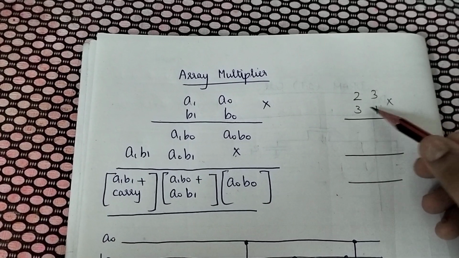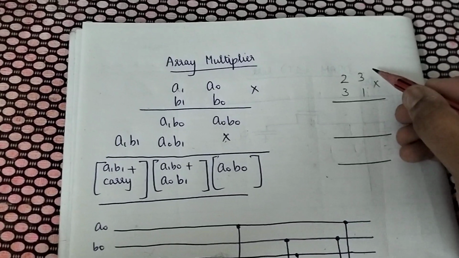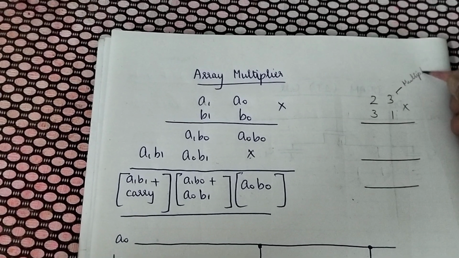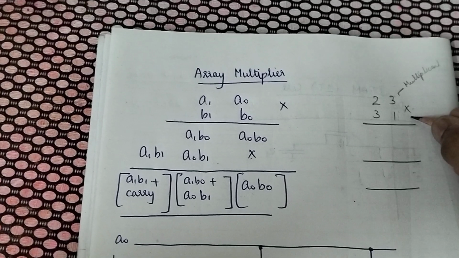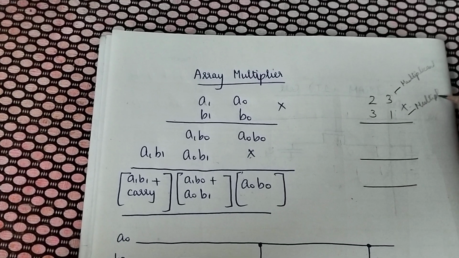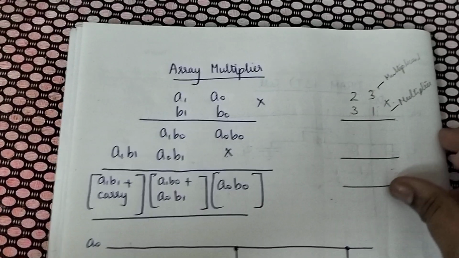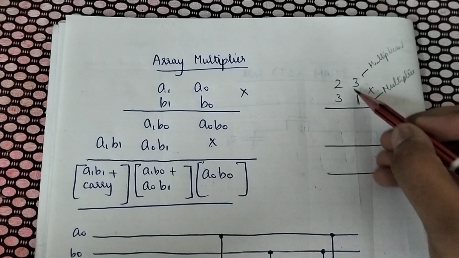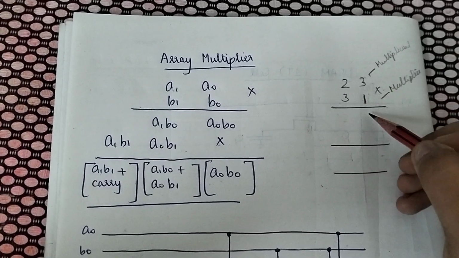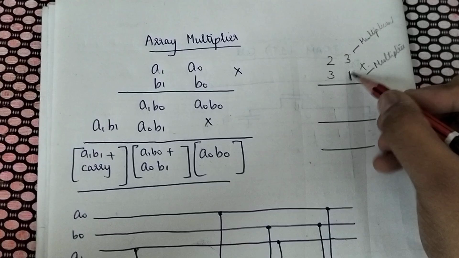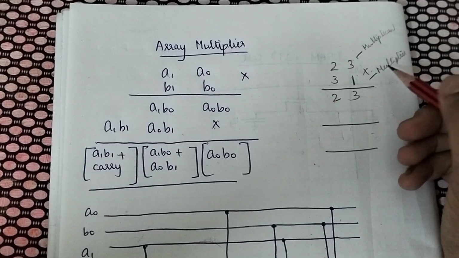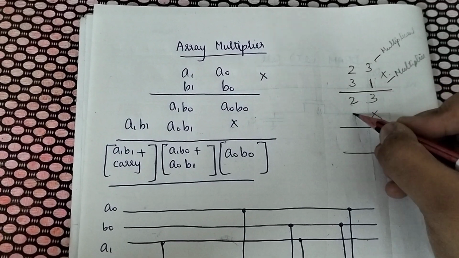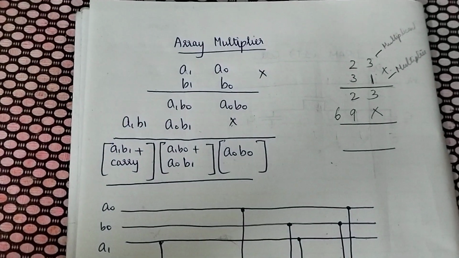When we have a 2-digit into 2-digit multiplication, the first number is called the multiplicand, and generally the second number is called the multiplier. We take the last digit of the multiplier, multiply it with each digit of the multiplicand and write down the corresponding partial product. So 1 times 3 is 3, 1 times 2 is 2. Then we move on to the next digit, we shift 1 bit left over here, 3 times 3 is 9, 3 times 2 is 6.